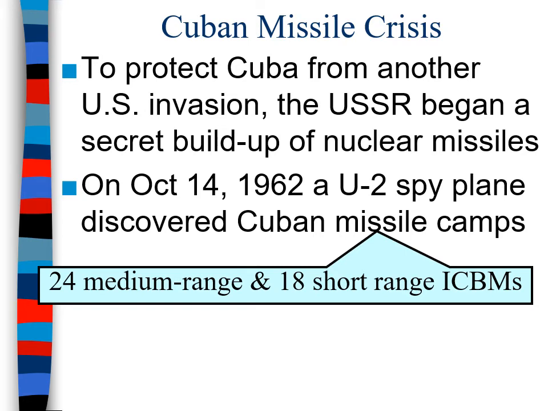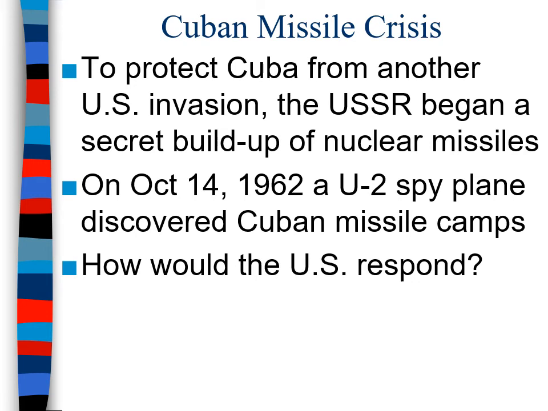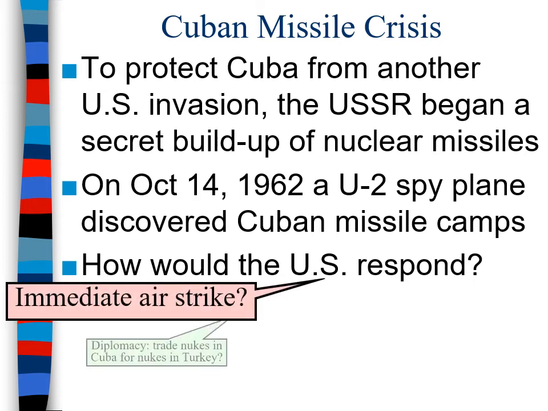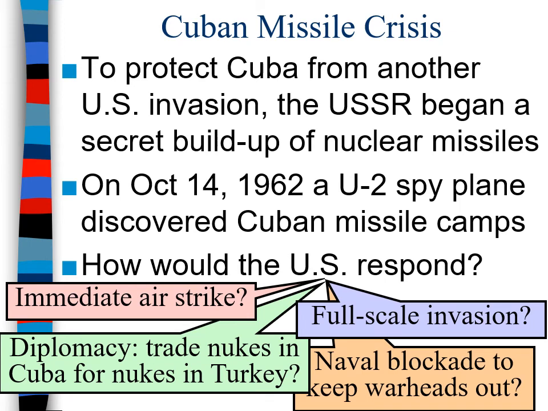So what's the US going to do? How should we respond? How can we respond? What are we going to do in order to prevent them from launching those missiles? Because once they go up in the air, it's game over. Should we bring an airstrike? Should we try for diplomacy? Maybe we will remove some of our nukes in Europe or Asia if they remove their nukes in Cuba. Should we try to full scale just invade them? Should we put a naval blockade to try to keep these things out? What are we going to do that is going to stop this issue but also not agitate them enough that they're going to fire these missiles?